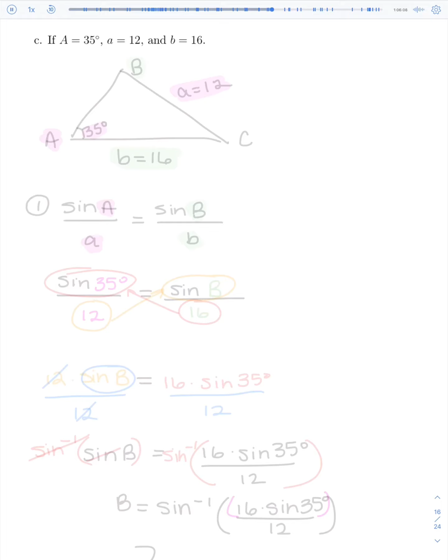In problem C, we've got the same kind of setup. We've got a non-right triangle that we can start by drawing. So let's go ahead and do that, and we can fill in our angles and our sides that we have. So we have A, B, and C. We know that angle A here is 35 degrees.